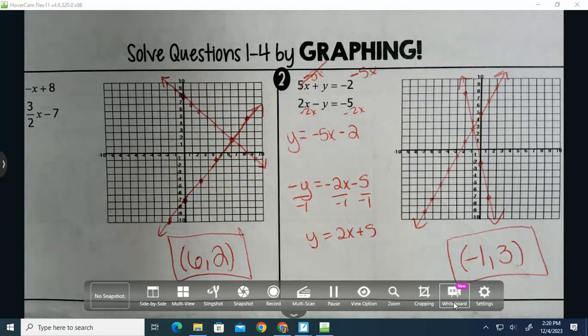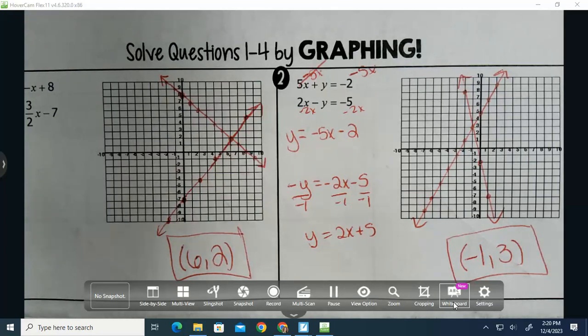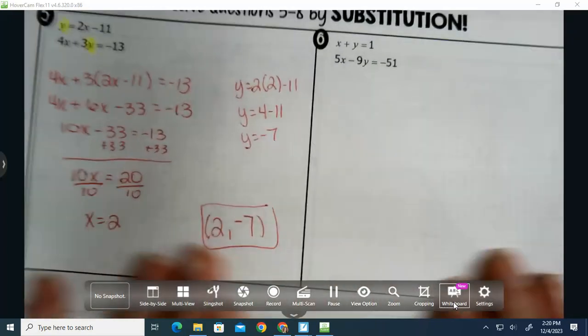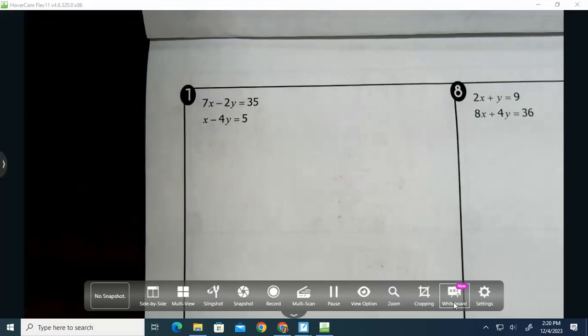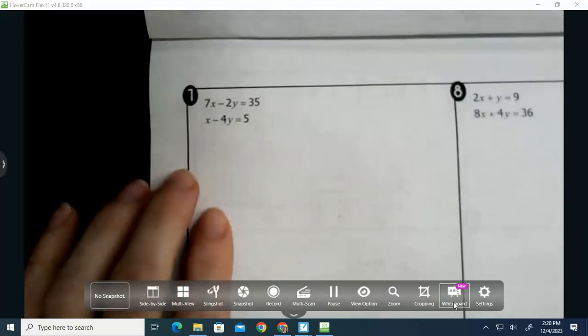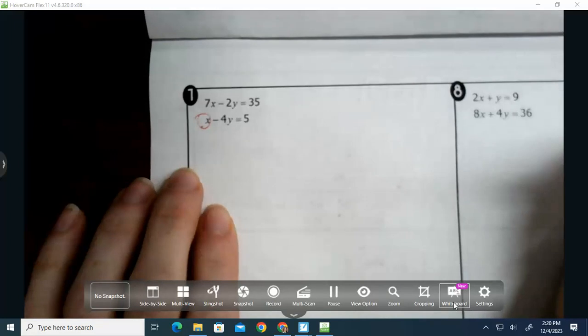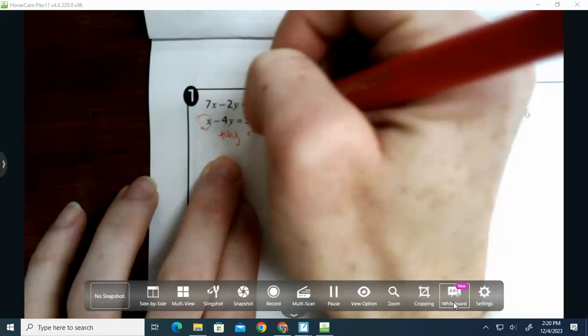Let's talk about substitution. From the paper Friday, a few of you may have forgotten how to do this strategy. So I'm going to do number 7 here. So substitution, we want to take one of the equations and solve for one of the variables. What would probably be the easiest thing to solve for? X in the second one. So if I want to get that x by itself, what do we do? I would just add the 4y. Might be the easiest option.